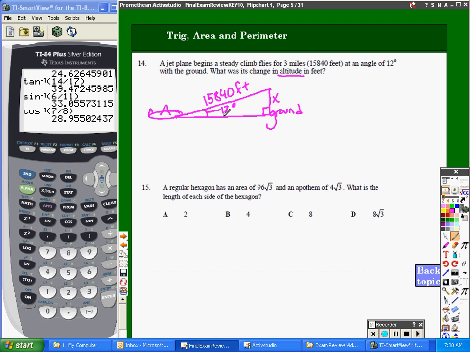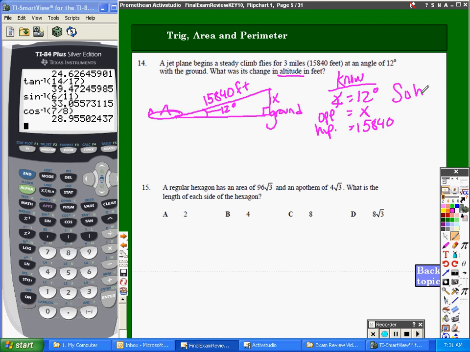So here we just have a triangle. It's a right triangle. We have an angle, we have a side, we have another side. I'm going to write that little node chart again, always starting out with my angle. In this case, it's 12 degrees. X and 15,840 are my other sides. X is the side that's opposite my angle, so that's our opposite. And the 15,840 is opposite the 90-degree angle, which makes it our hypotenuse. We have an O and an H.